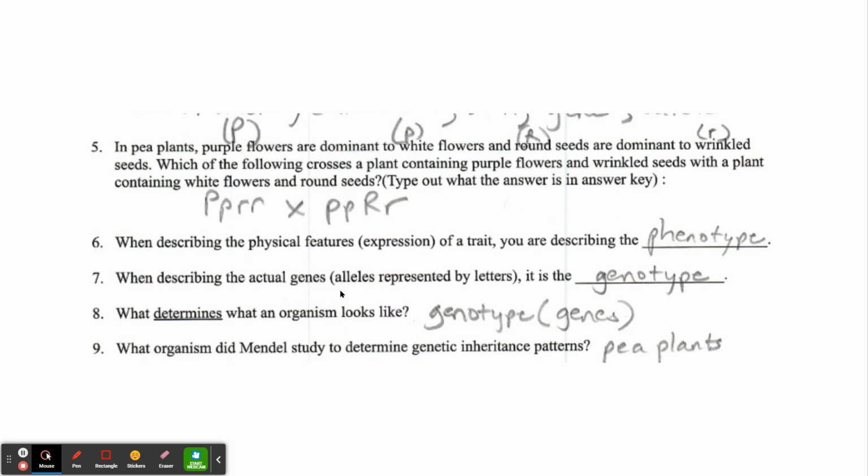When describing the physical features, the expression of a trait, you're describing the phenotype. When describing the actual genes, alleles represented by letters, it is the genotype. What determines what an organism looks like? It's the genotype, which is found on the genes. What organism did Mendel study to determine genetic inheritance patterns? It was the pea plants.